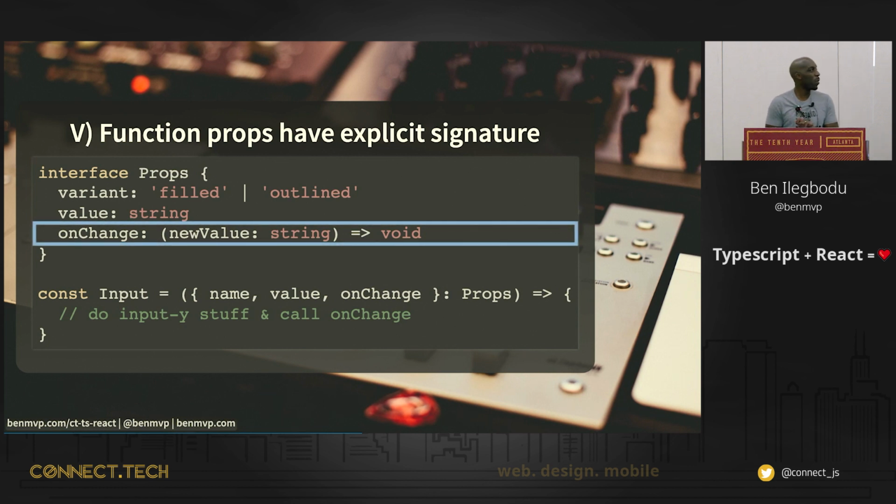So if you're wondering about that strange syntax for variant, that's technically called a union type. It's basically the equivalent of PropTypes.oneOf. So I'm saying that variant can either be the string filled or it can be the string outlined, and it can't be any string. So it's forced to be one of those.